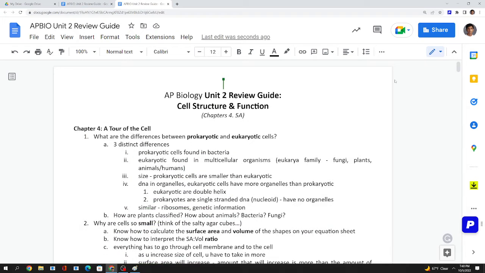Hello everyone and welcome to AP Bio Unit 2 Review Guide. This unit is primarily focused on the cell structure and the functions of the cell. Alongside there is a little bit of cell transportation, but that would be later elaborated on in Unit 4.